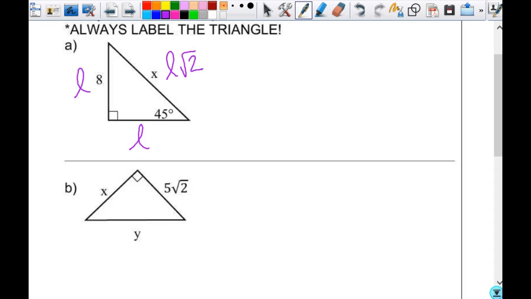Then what that has done is that has set up little equations for you. You don't even realize it. This tells you right here that L equals 8 and X equals L square root of 2. And then this doesn't have anything on it, so I don't need it. I need it labeled, but there's no little equation that comes from it. Everybody good so far?